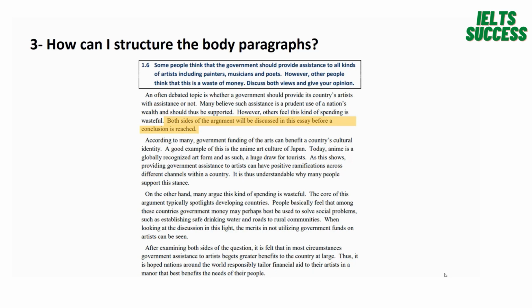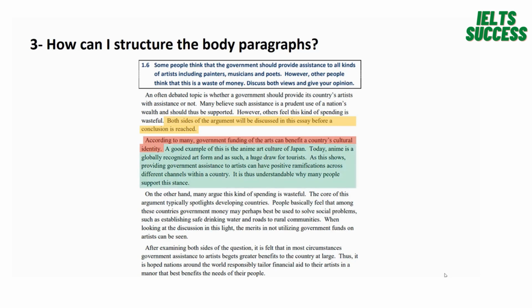The first body paragraph, of course, has the first side, which is with the idea. Let's read the topic sentence. According to many, government funding of the arts can benefit a country's cultural identity. From the very beginning, I show that there is a benefit behind the government financially supporting art, and this can benefit a country's cultural identity. Then I have to prove my point of view.